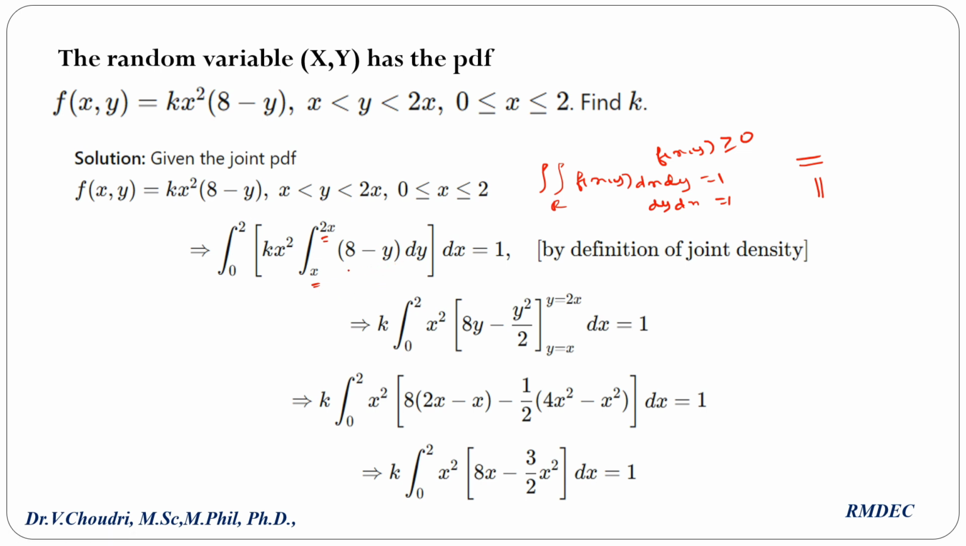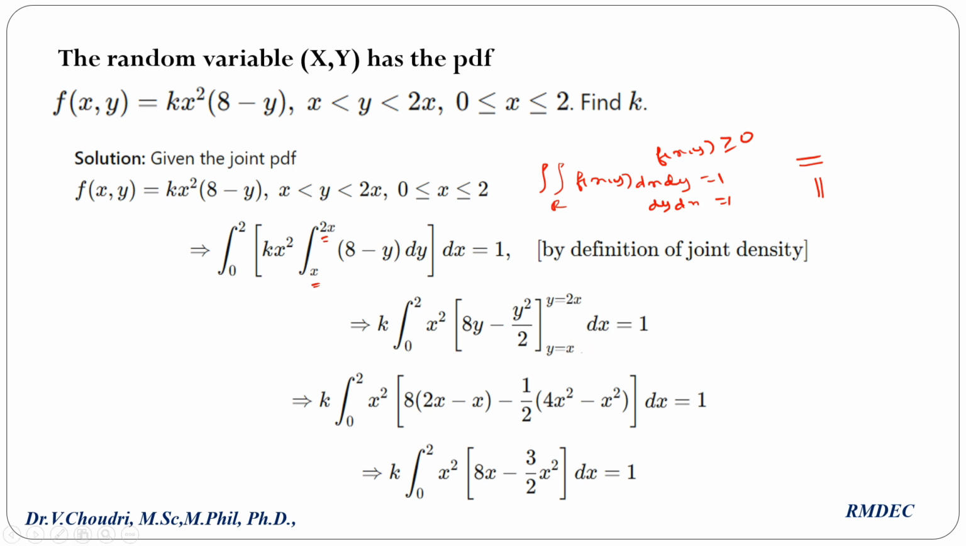Okay, so first we have to complete the inner integral first. k is the constant, x square bring to that side also, but this integration doesn't affect x square because it is with respect to y. So x square take as it is. Now 8 into integral dy value equal to 8y minus y square by 2, with upper limit 2x, lower limit x.